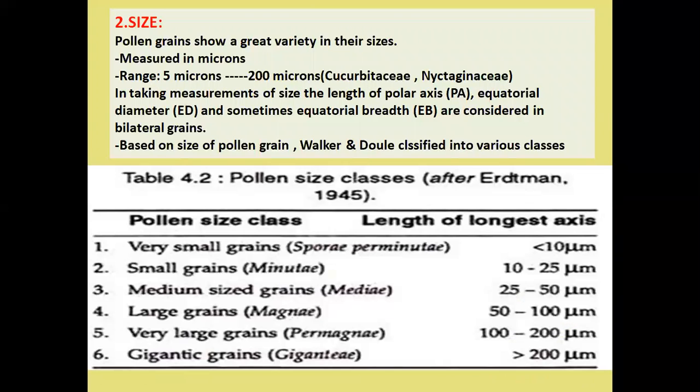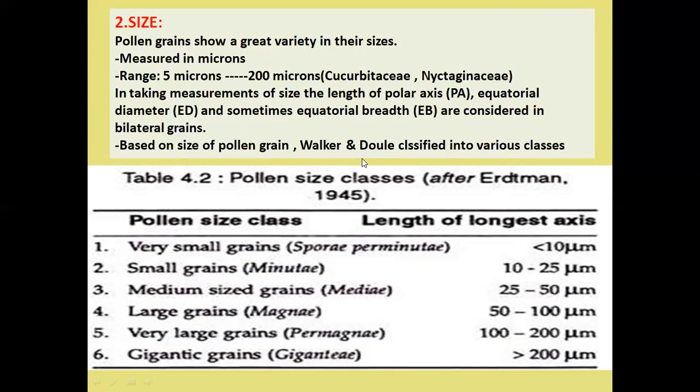The second palynological feature is pollen size. Pollen size shows a great variety. Generally, pollen grains are measured in microns. Normally, the size range is 5 microns to 200 microns. Sometimes sizes above 200 microns are also observed in Cucurbitaceae and Nyctaginaceae members. In taking measurements of size, the length of the polar axis and the equatorial diameter or equatorial axis, and sometimes the equatorial breadth, are considered in bilateral grains.